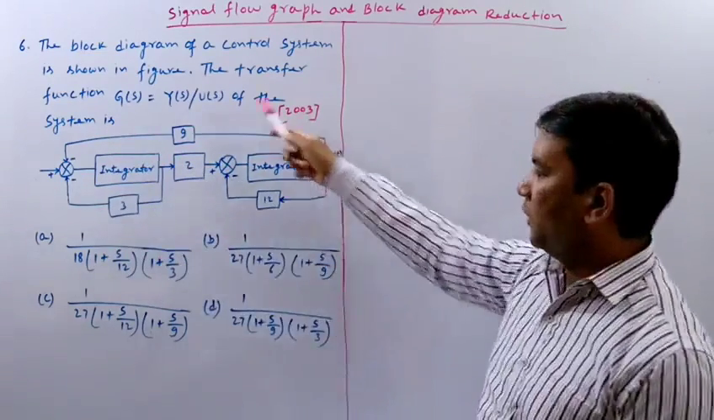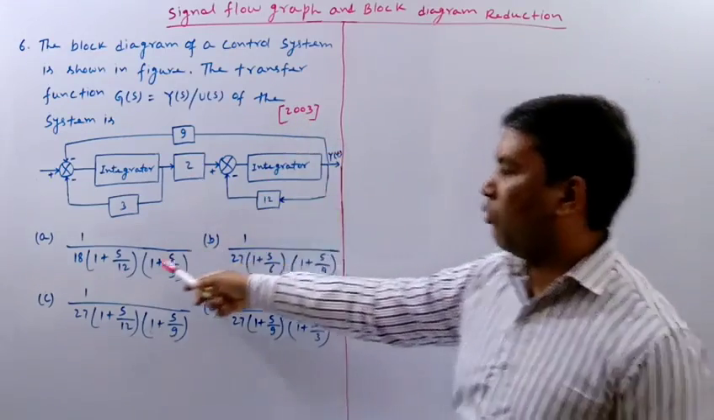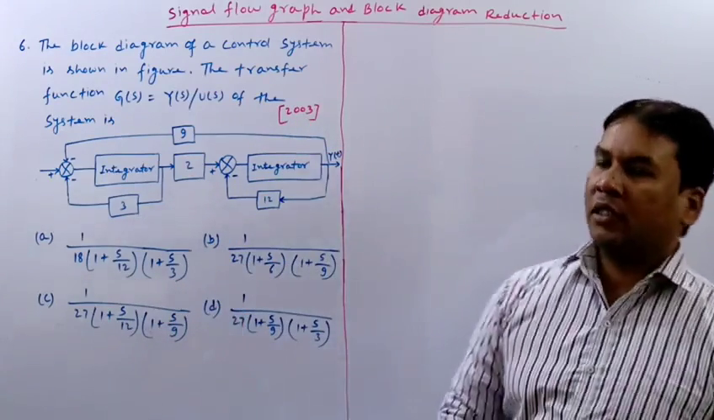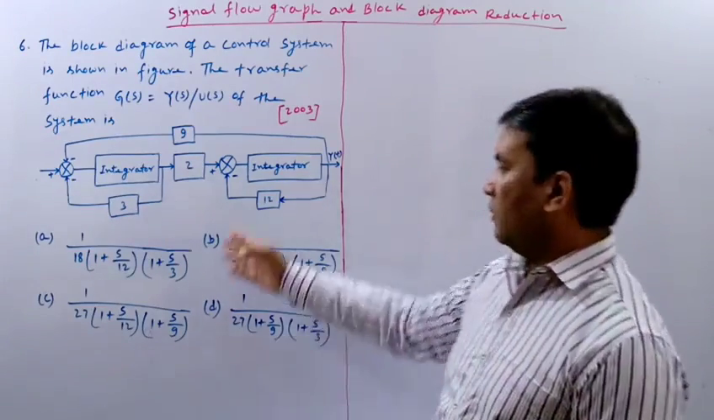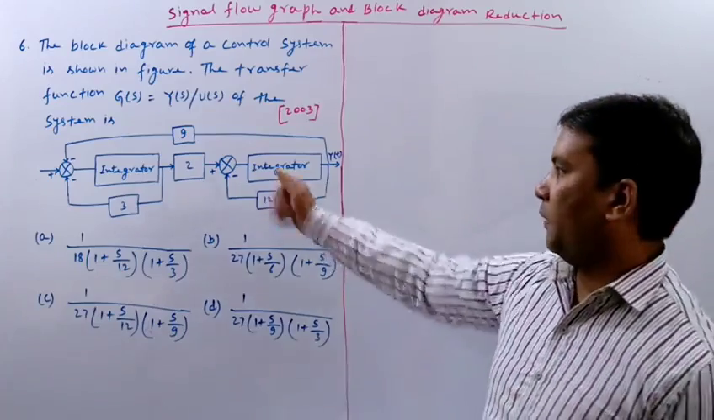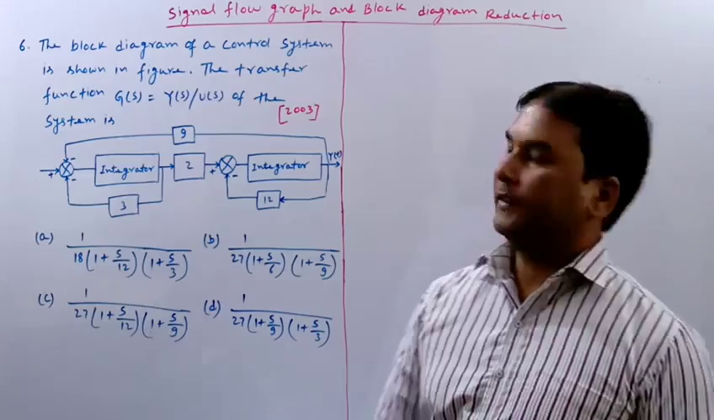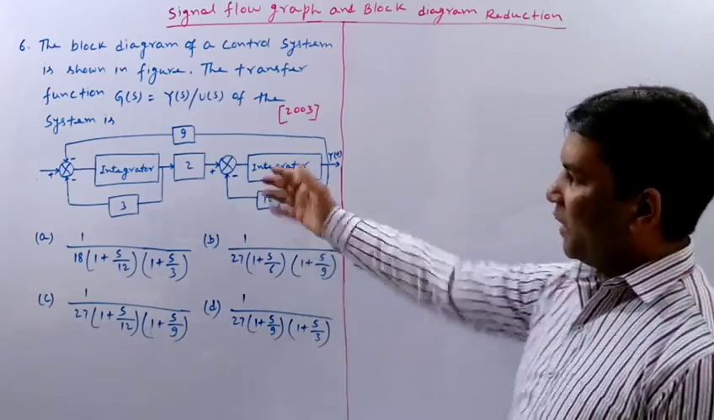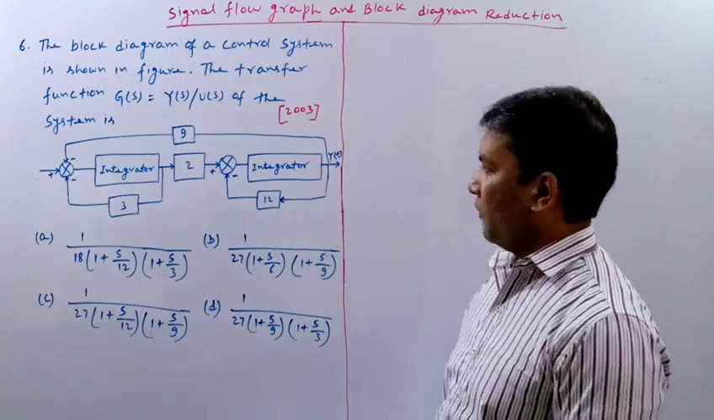This is the block diagram of the system. Now there are 4 alternatives given, and the question is asking about which one will be the exact transfer function of this system, and this question has been asked in GATE 2003. So let us try to find out the transfer function.